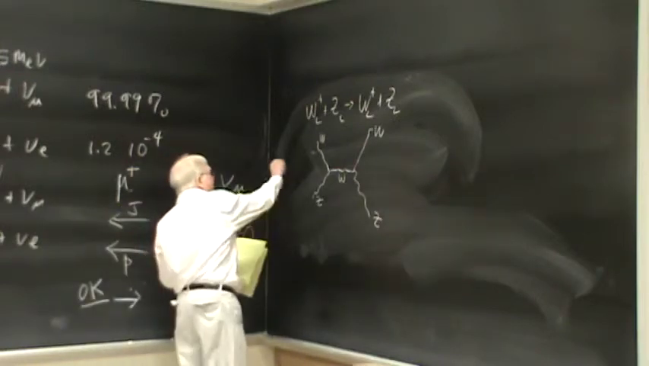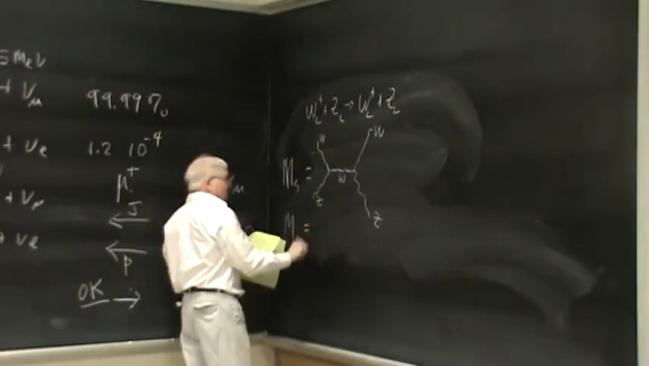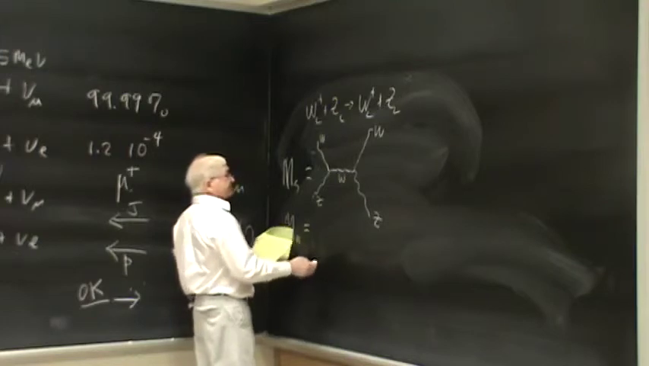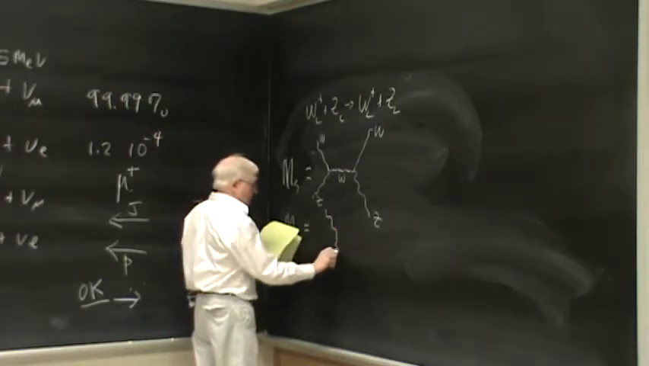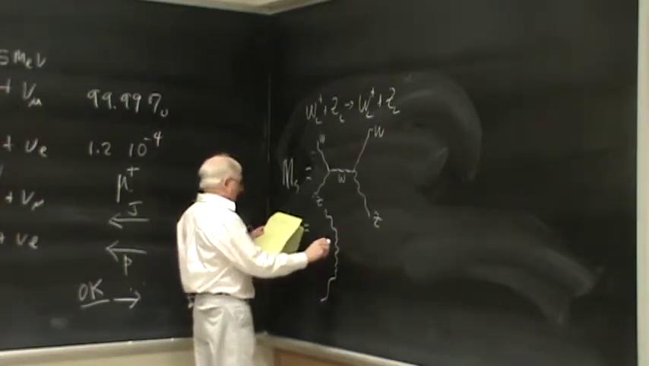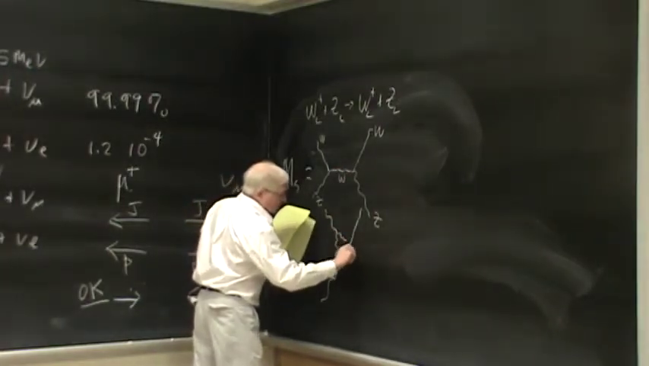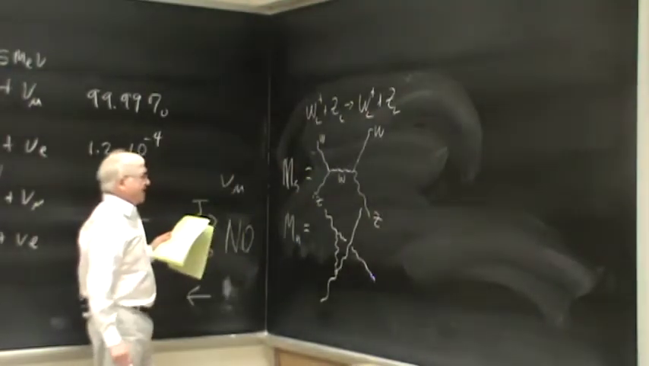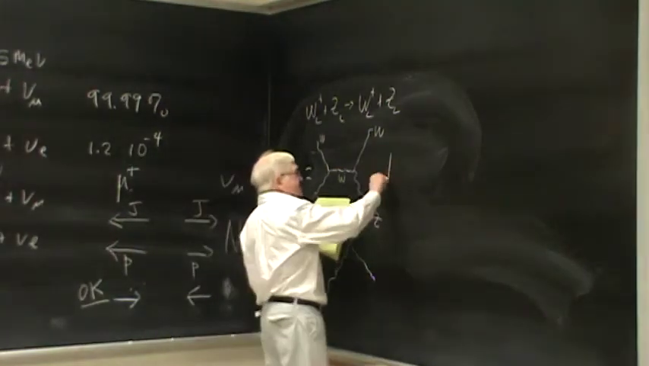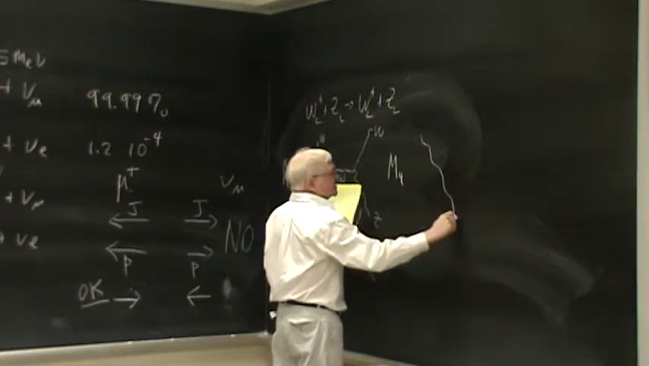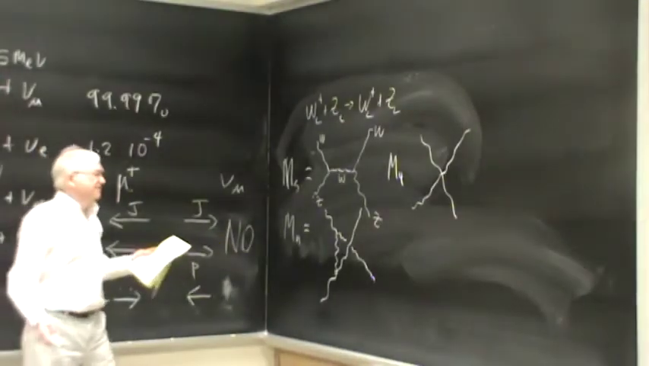All right, this is the S channel amplitude. There's a U channel amplitude, where we have this one going across like this, and this one going under like that. So this is called MU. And then, of course, there's the simplest case, which is called M4, which is just this, because there's a four gauge boson vertex.